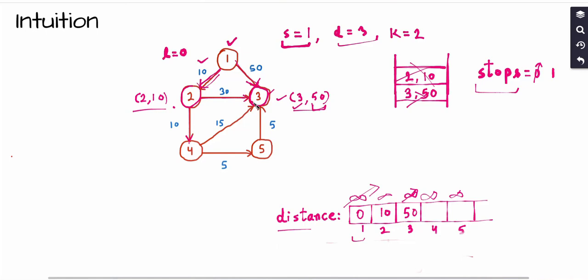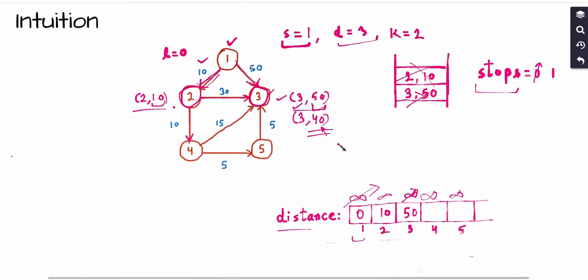And I can see that to reach node number 3 while passing through node number 2, the distance would be the distance for node number 2, which is 10, plus the distance to move from node 2 to node 3, which is 30. That would give me 10 plus 30, which is 40. So the new distance is 40. What I'm saying here is, to reach city number 3, I take 40 units of price.